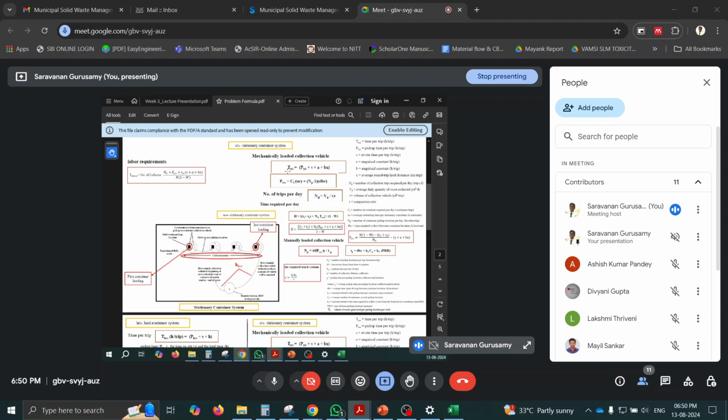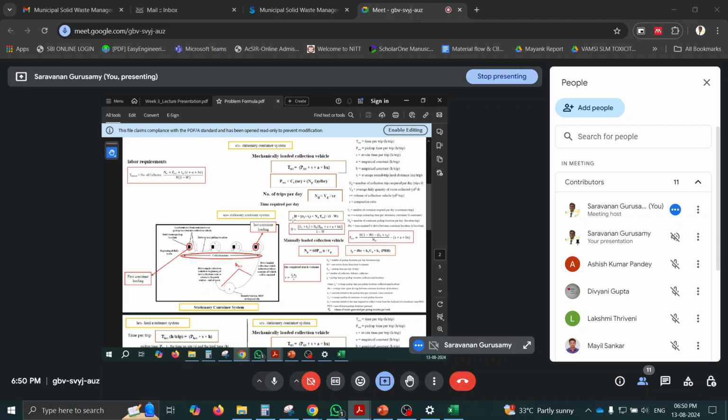So the total time per trip will be pickup time plus on-site time plus a plus bx, which is the haul time. Here, pickup time will be number of containers into unloading time, plus number of containers minus 1 into distance time required to travel between the containers. The number of trips per day will be total generated quantity by quantity of the vehicle into compaction ratio.